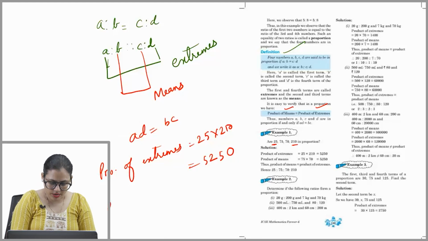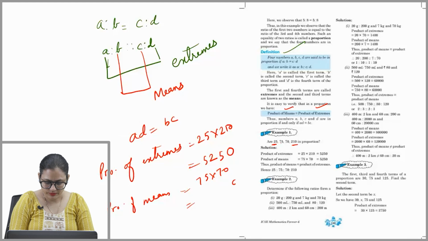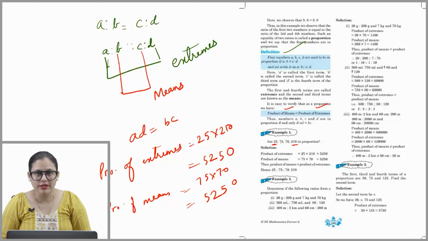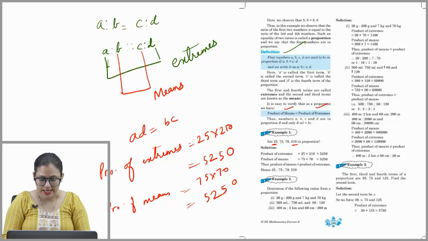Now, product of means, the middle terms, that is 75 into 70. So both the products are equal, same. Thus product of means is equal to product of extremes. That means these numbers are in proportion.